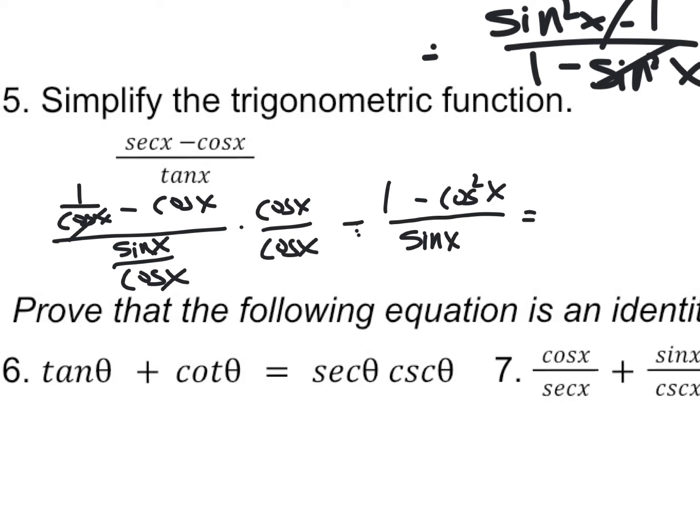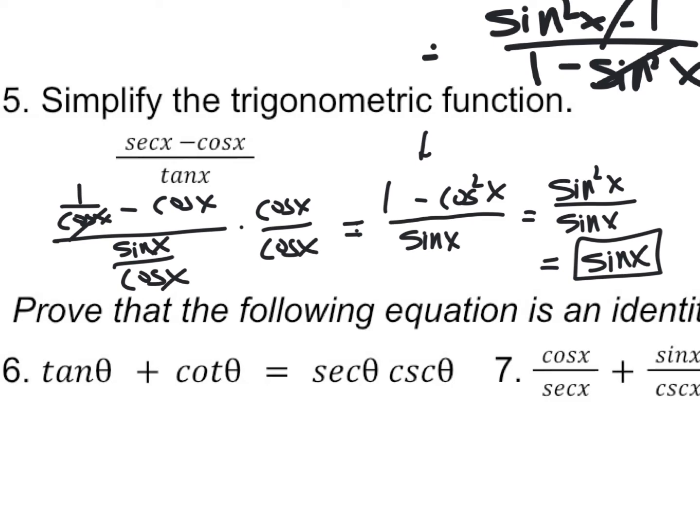Something needs to go off in your head when you see a 1 and a cosine squared. Look at your sheet, or your identity page, and think about sine squared plus cosine squared is 1, what that means. So if sine squared plus cosine squared is 1, 1 minus cosine squared is sine squared. So I'm going to replace the numerator, which is sine squared, over sine x. Sine x goes into sine squared, sine times, so that's just sine x right there.